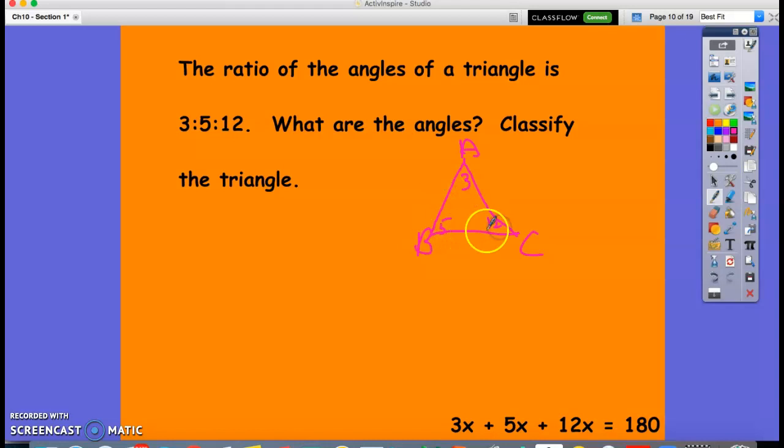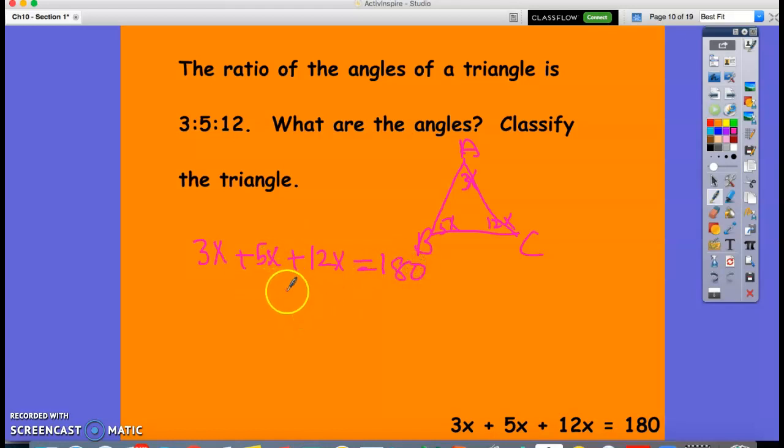It doesn't mean that. If the angles were 3, 5 and 12, they won't add up to 180, right? All this means is the angles of this triangle are variables, but they stay in the ratio 3:5:12. So if they are variables, I can write them as 3x, 5x and 12x, right? So I can write 3x plus 5x plus 12x equals 180.